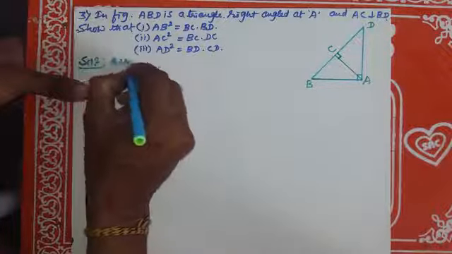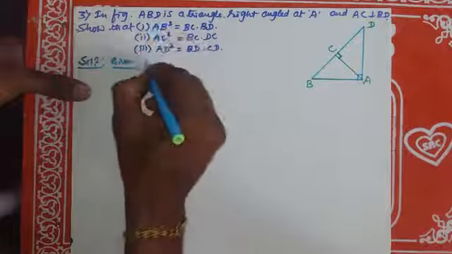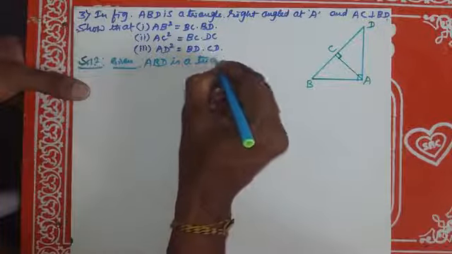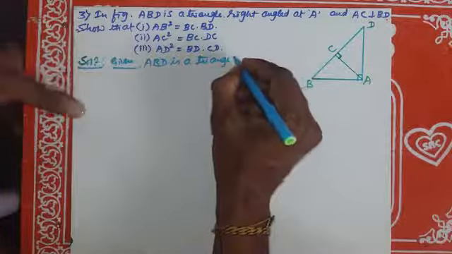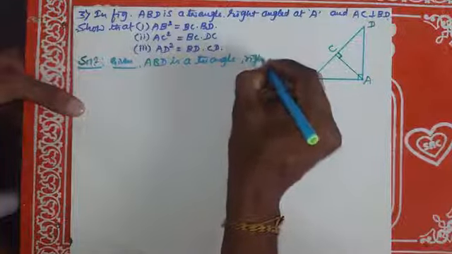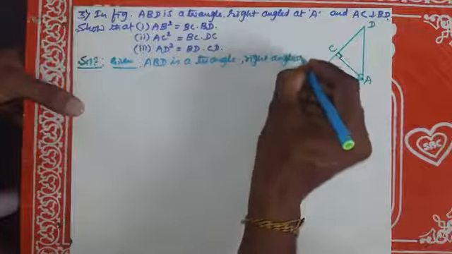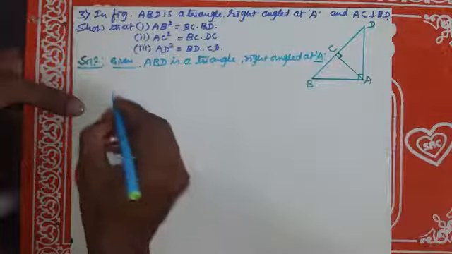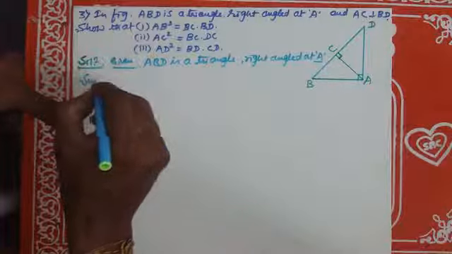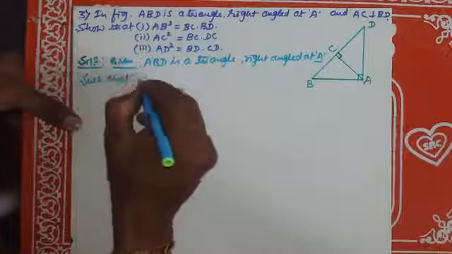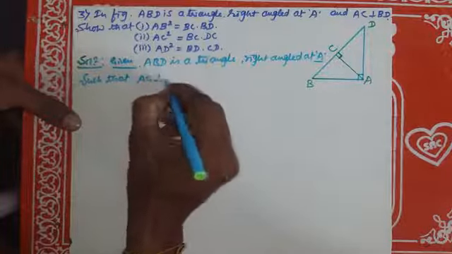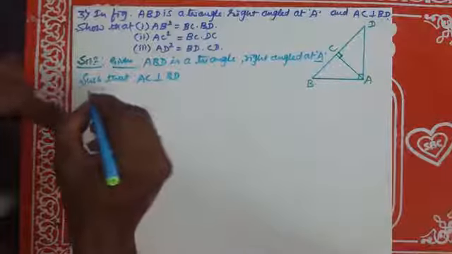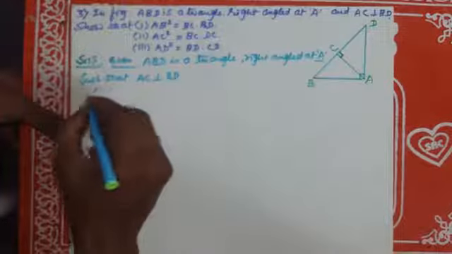Given ABD is a triangle right angled at A and such that AC perpendicular to BD. Okay, we need to show that the first question.